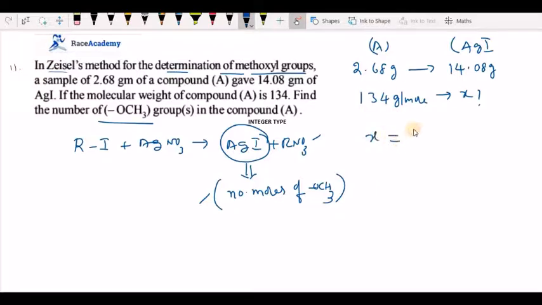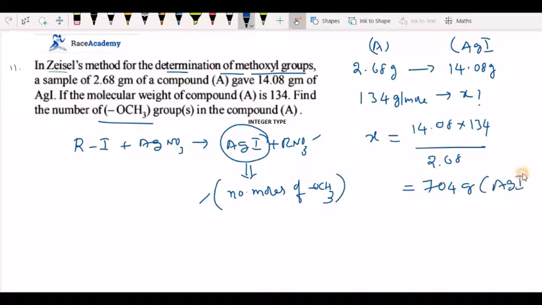So X is equal to 14.08 into 134 divided by 2.68. So what is its answer? We'll see. Its answer I got is 704 grams. So this is the silver iodide mass.